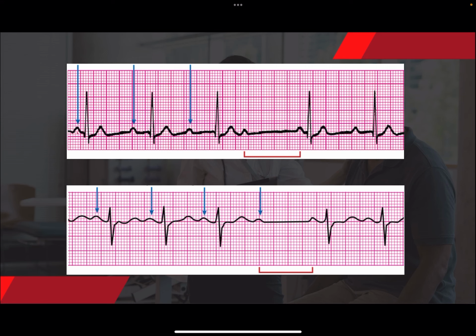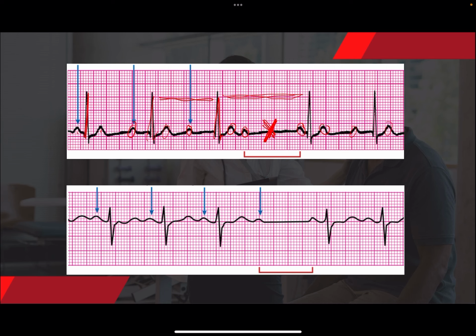P, QRS, T. P, QRS, T. P, QRS, T. P. Where is the QRS? So there is a drop beat. So another P, QRS, T. P, QRS, T. Okay. Configuration, you have a P, you have a QRS, and you have a T, but there's a drop beat at one point. Is it regular or irregular? It is irregular because the measurement of this is longer than this.